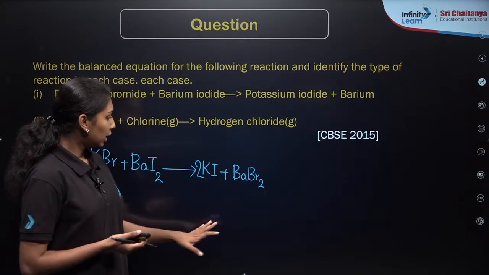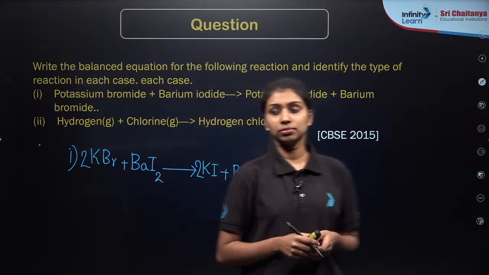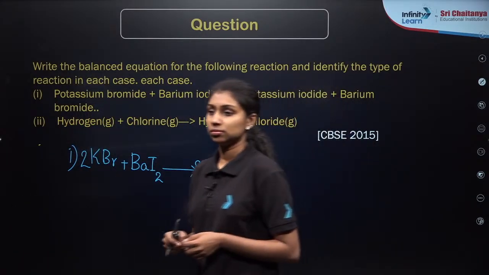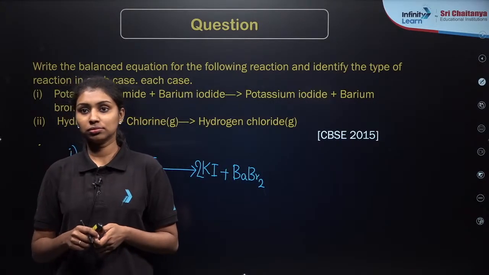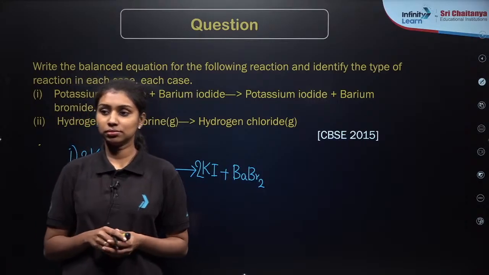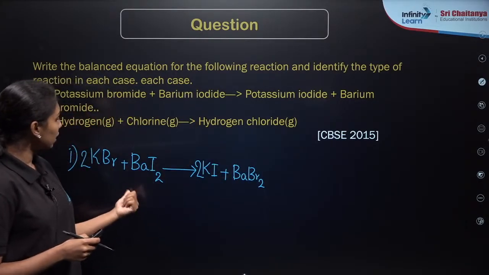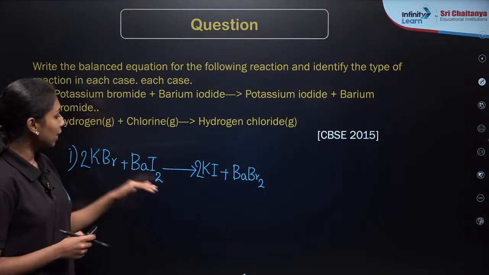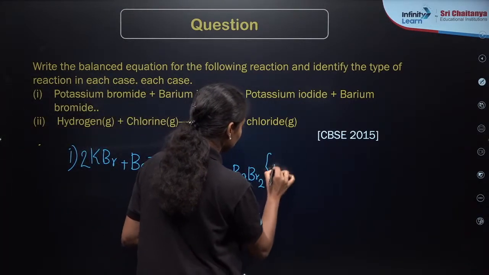Okay, Durgesha, did you get the answer? So this will be the balanced chemical equation for the first reaction given here. After observing here, potassium and barium are replaced over here. So this will be an example for the double displacement reaction.